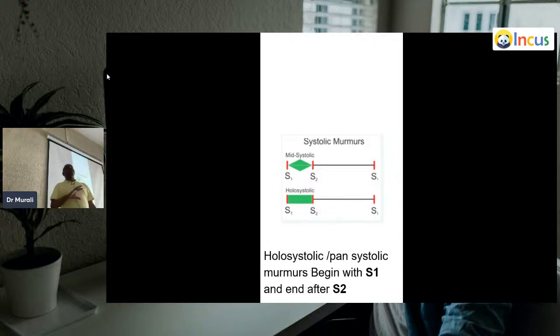Then comes the pan-systolic murmur. What is the meaning of pan-systolic murmur? Lub, dub, lub, dub is what we expect to listen to. But no lub, no dub, nothing you can hear. Only what you hear is zzz, zzz, like a honeybee. That is called a pan-systolic murmur. It will bury S1 and S2, and what you listen to is only that honeybee-like sound when you put the stethoscope.